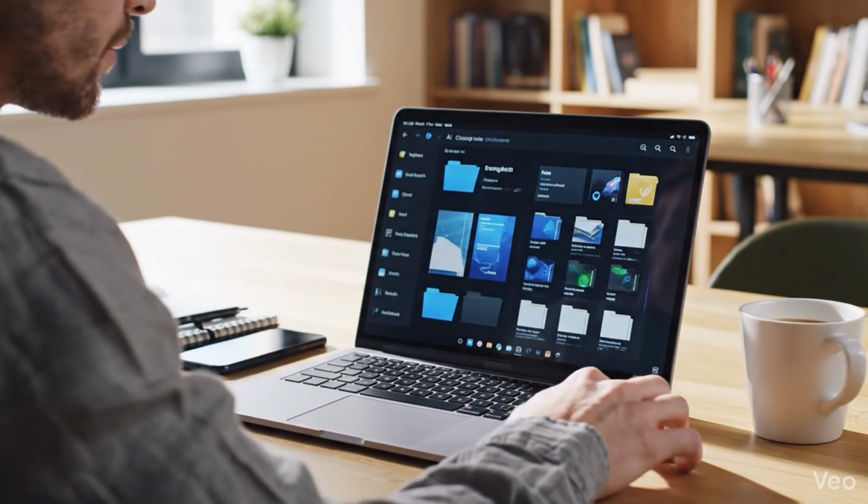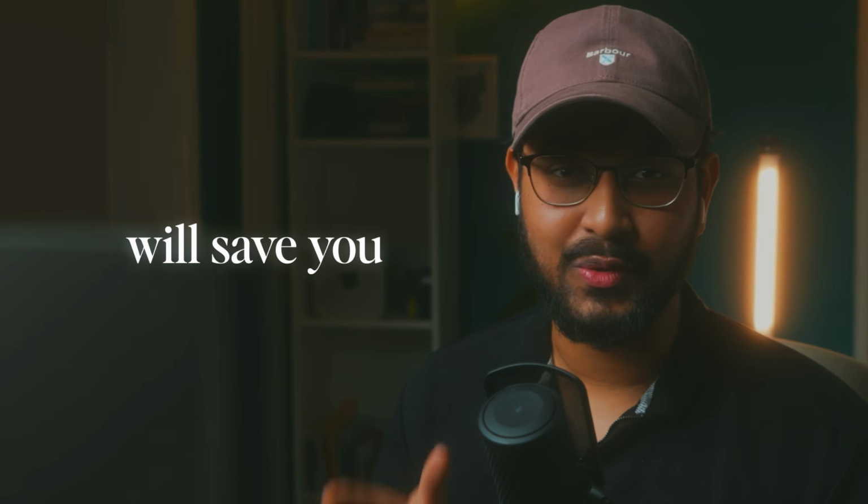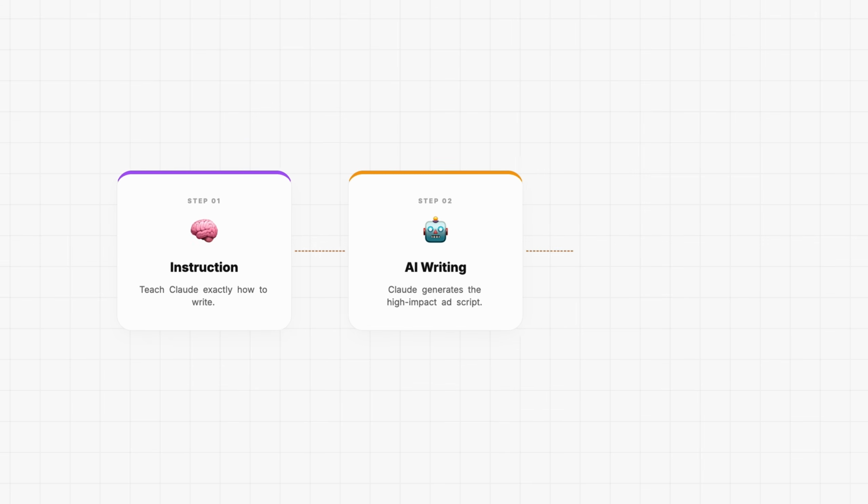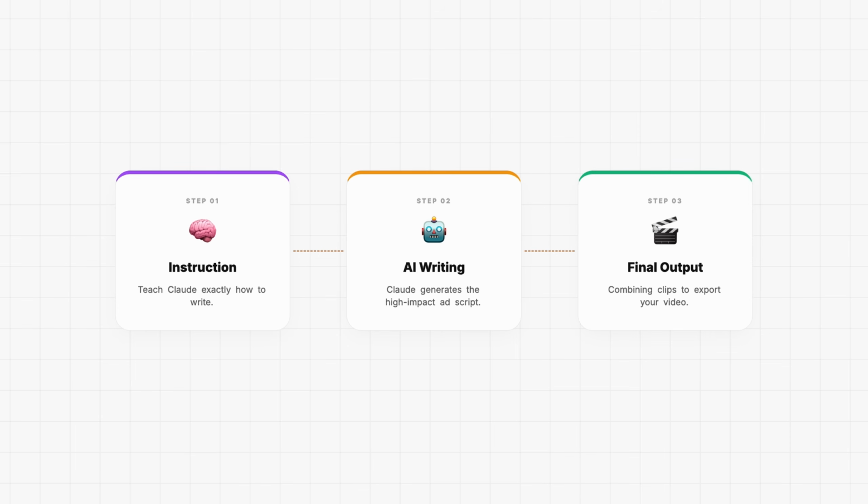Third, I'll show you how to get Claude Cowork to autonomously scan your Google Drive and find B-rolls and clips to compile the final video. And this stuff will save you hours of manual work. So essentially we'll go from teaching Claude how to write scripts to then writing the script and then eventually compiling the clips together to create a final video.